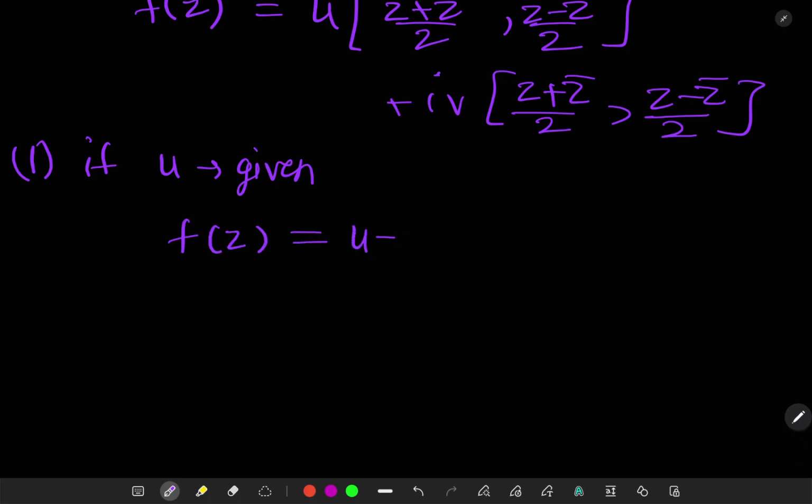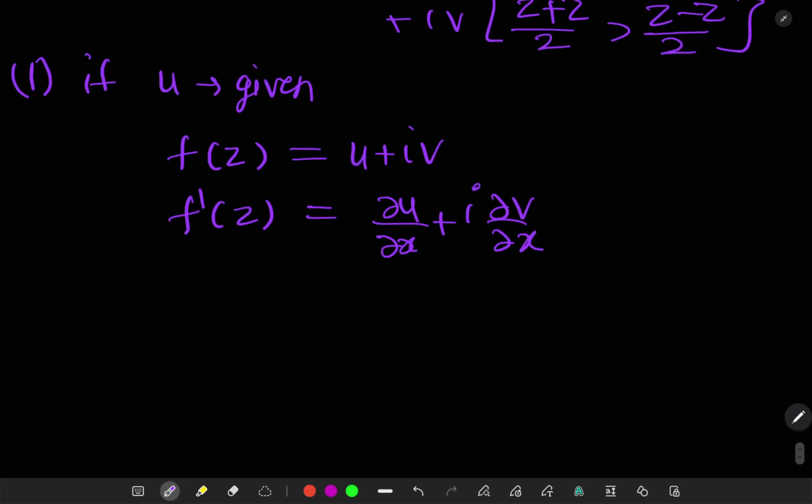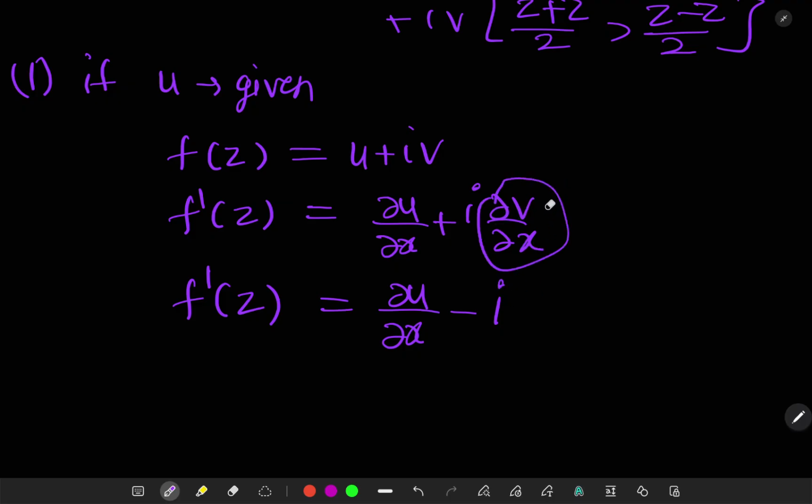Now f of z is equal to u plus iota v. If we find the derivative f dash z with respect to x, we can write here this. Similarly, you can do with respect to y also. f dash z is equal to del u over del x. We can use here Cauchy Riemann equation. Del v over del x is equal to minus del u over del y.